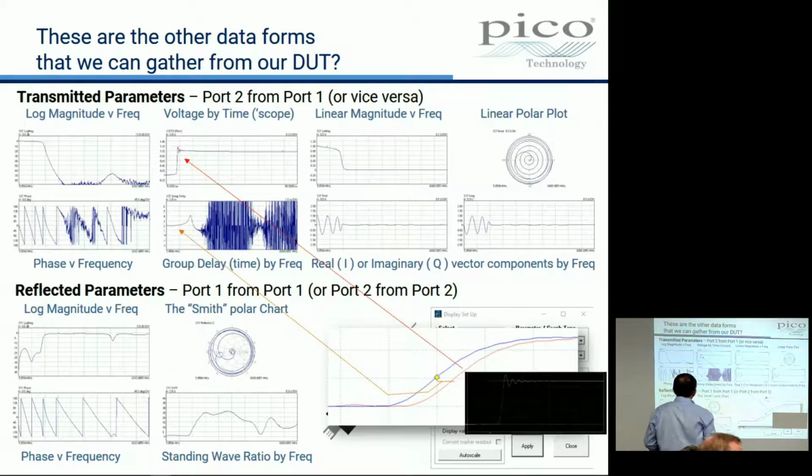Now, this one is the time domain plot. Here it is again, look, here's the ring. And that is directly the same as that. Now, what have we done here? All we've done is a vector Fourier transform on the S21 data, and we've converted it to the time domain.